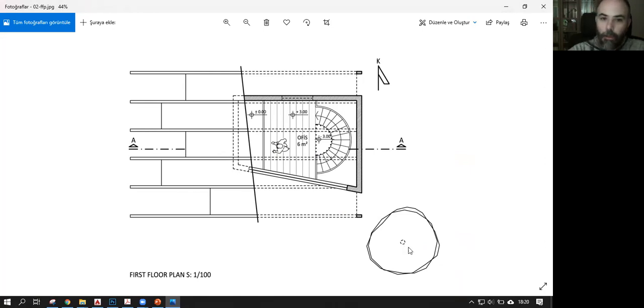Once we finish drawing, we can add the north direction, the section line, the person, level marks. Here, there needs to be 3 level marks, one indicating the +3, the other indicates the 0 level, and the third indicates the -3, the basement floor. And that's all. Then we write the name of the plan and its scale.